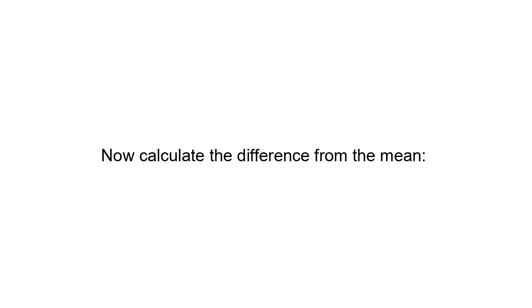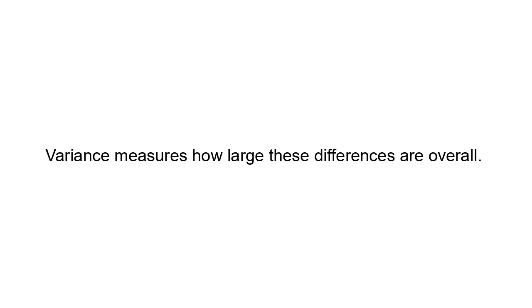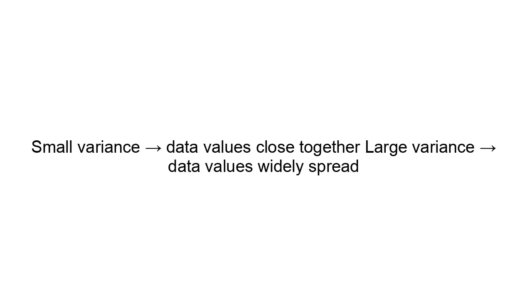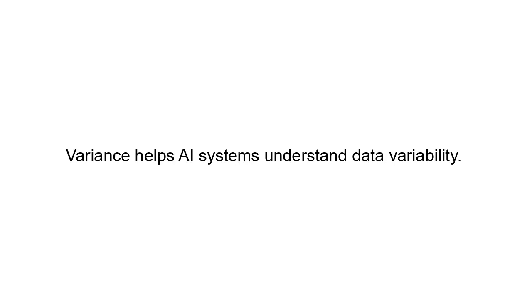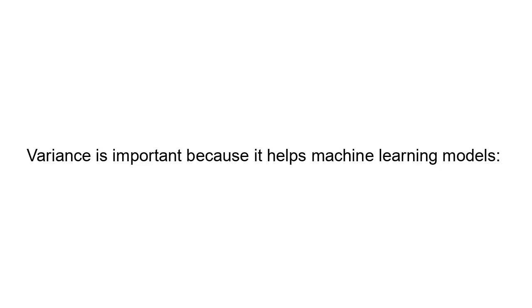Example dataset: 10, 20, 30, 40, 50. Mean, 30. Now calculate the difference from the mean. Value, difference from mean: 10, 20; 20, 10; 30, 0; 40, 10; 50, 20. Variance measures how large these differences are overall. Small variance means data values are close together. Large variance means data values are widely spread. Variance helps AI systems understand data variability.